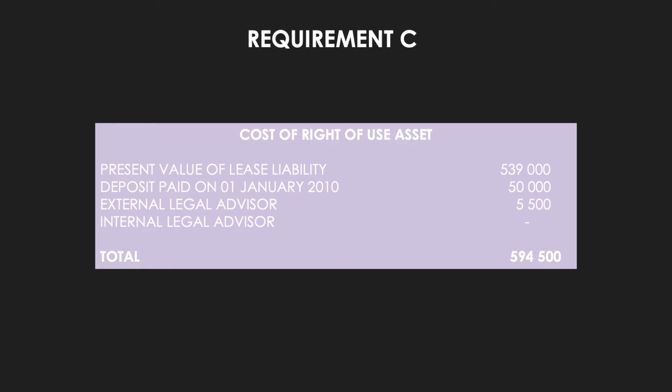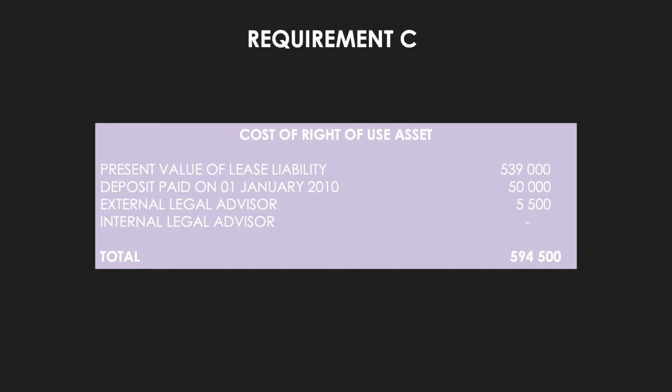Now, you will see by the internal legal advisor, I do not have an amount. Nothing was added to the cost of my right-of-use asset for this internal legal advisor. And the reason for this is the internal legal advisor is on the payroll at the company. They perform work every single day at the company, and they are remunerated based on the work performed at the company. All right. So this internal legal advisor would have been paid by the company regardless of whether he advised on this lease contract or not.